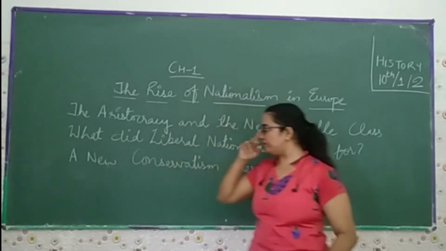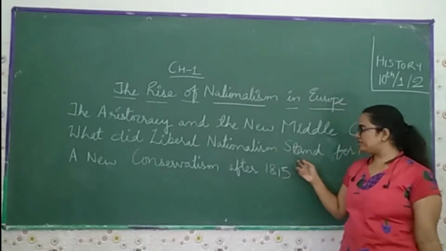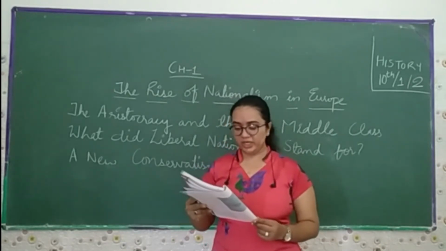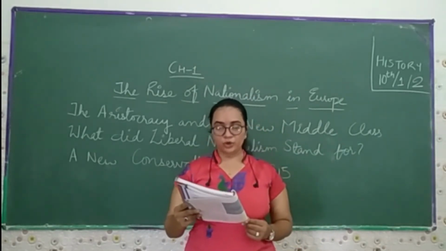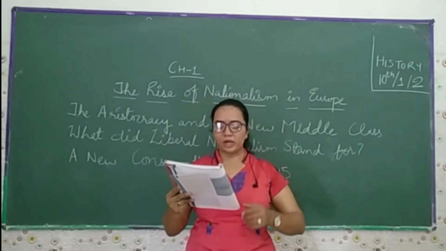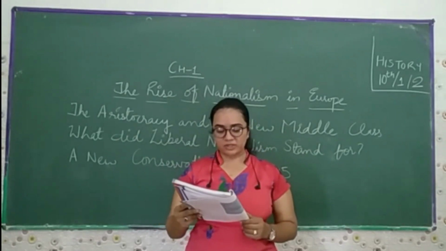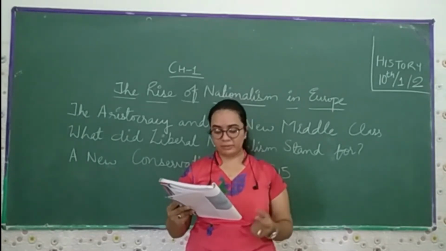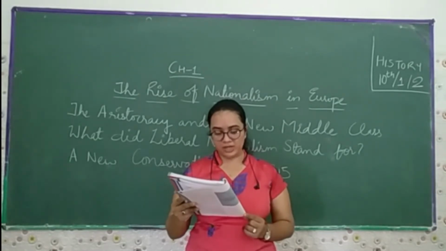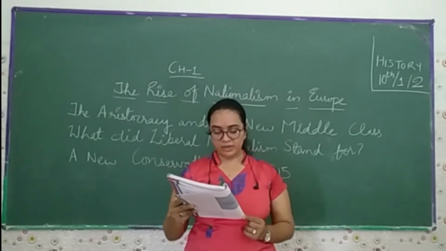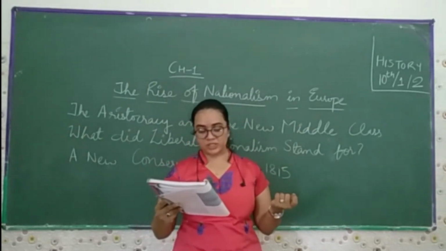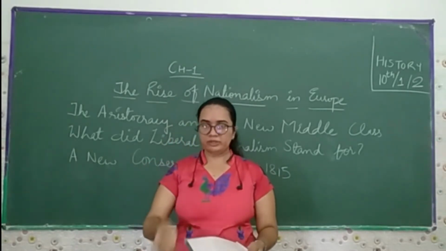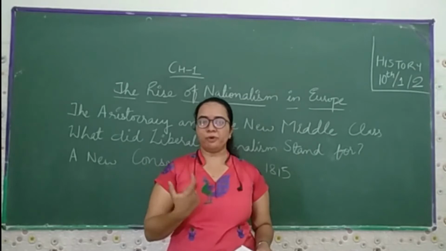Now come to the next topic of this chapter, that is, what did liberal nationalism stand for? The idea of national unity in early 19th century Europe was closely allied to the ideology of liberalism. The term liberalism derives from the Latin root liber, meaning free. For the new middle class, liberalism stood for freedom, freedom for the individual and equality for all before the law.